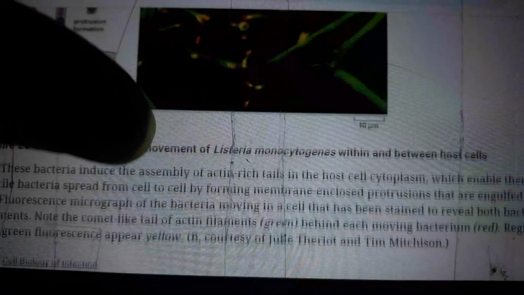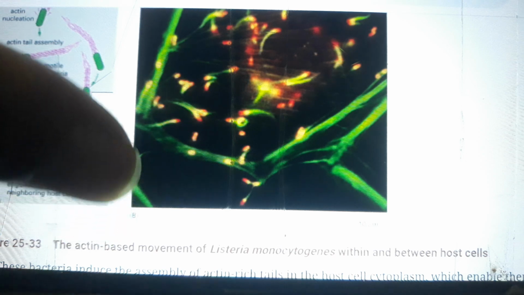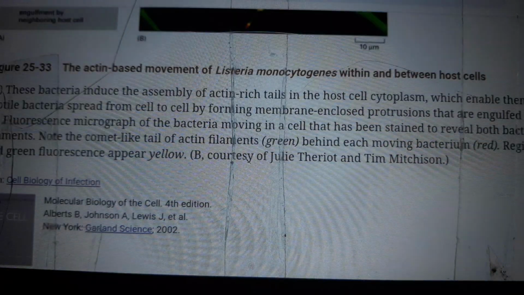That's interesting. You see that? The yellow is the bacteria, the green are filaments. Interesting. Right, moving back to the subject.